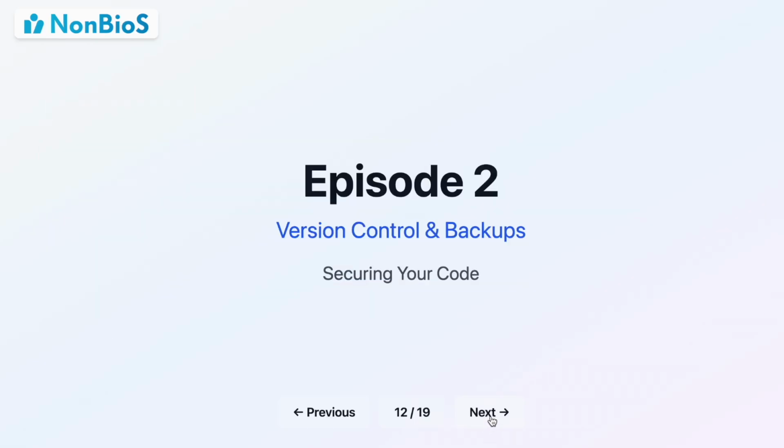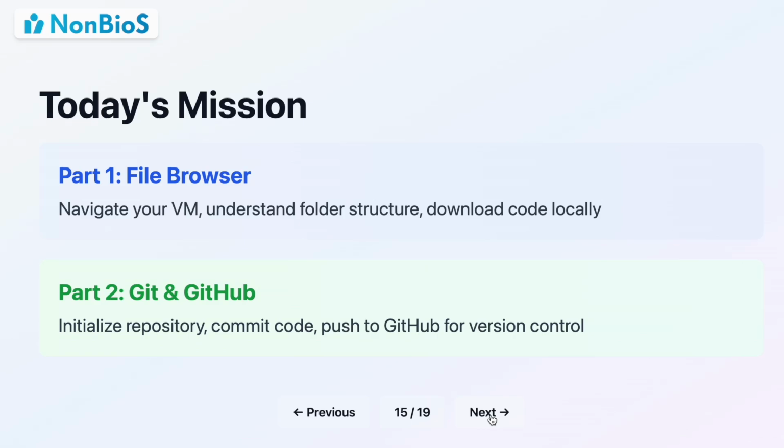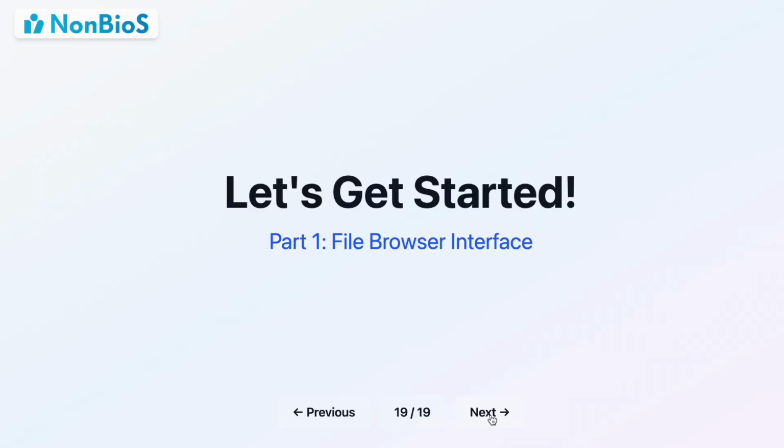We're going to cover 2 essential parts of professional development workflow. First, I'll walk you through the NonBioS file browser interface, how to navigate your virtual machine, understand the folder structure, and download your code for local backups. Then, we'll set up proper version control with Git and GitHub. We'll initialize a repository, commit our existing code, and push it to GitHub so we have a complete backup and version history.